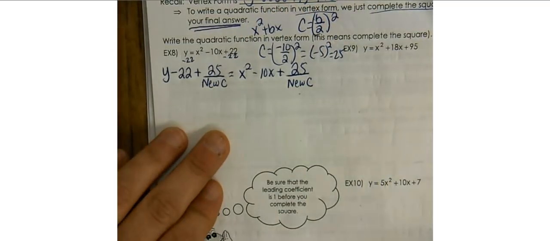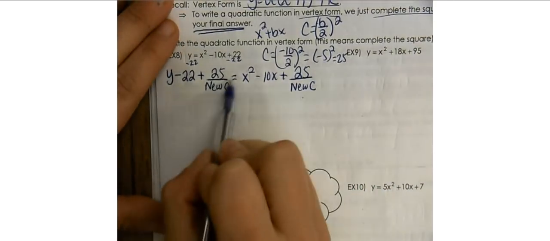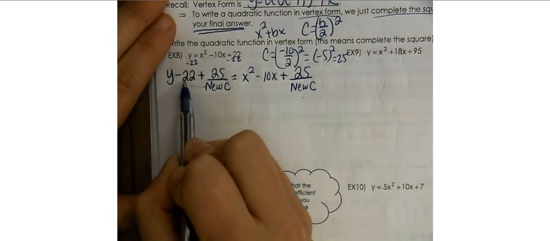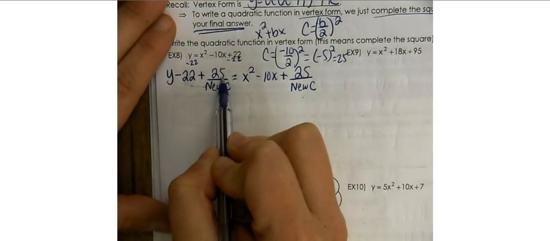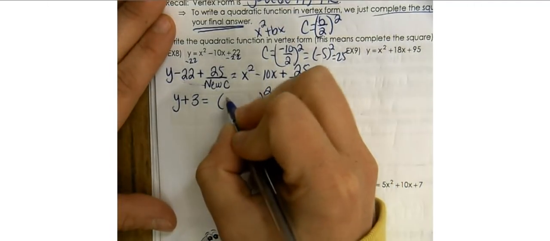By doing that, we now have a perfect square trinomial on one side of our equation. And on the other side, we're simply going to combine our like terms. So negative 22 plus 25 is equal to 3. So I have y plus 3 is equal to a parenthesis squared. Half of negative 10 is negative 5, so that's going to be x minus 5 squared.